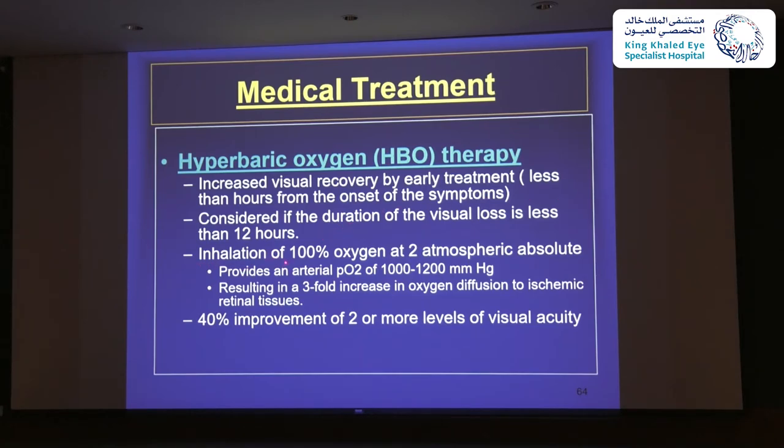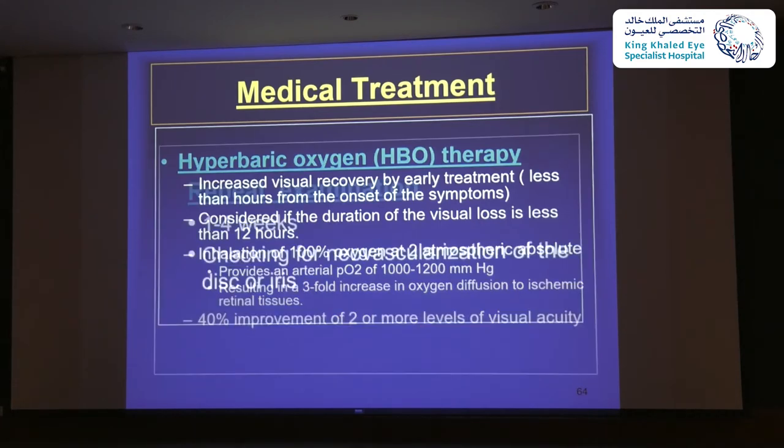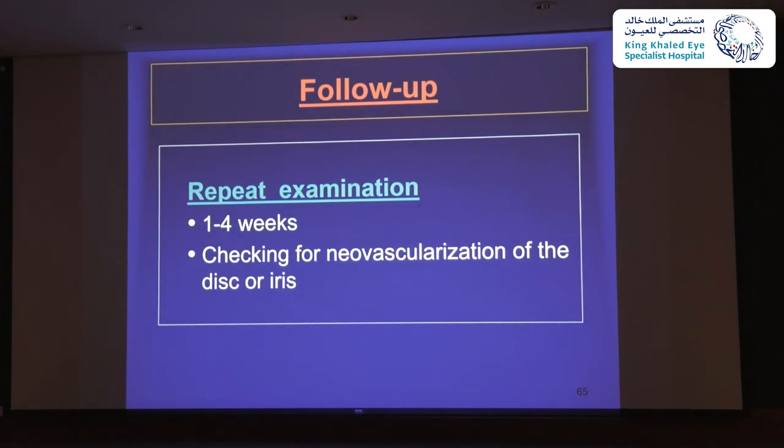How that works usually is by inhalation of 100% oxygen at 2 atmospheres absolute, which provides an arterial partial pressure of 1,000 to 1,200 millimeters of mercury, resulting in a threefold increase in oxygen diffusion to the ischemic retinal tissue, and that's how the patient recovers. 40% of the patients improve by 2 or more levels of visual acuity. But you need to know where this chamber is available, so you can send the patient immediately.